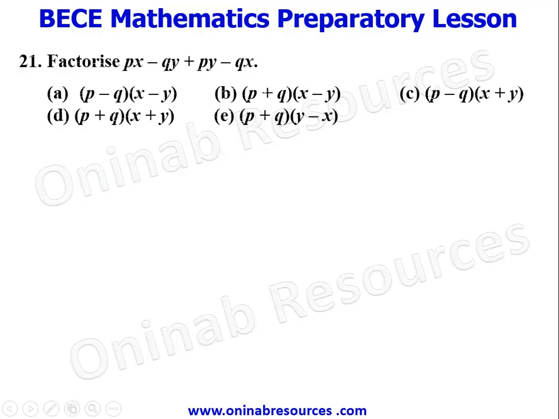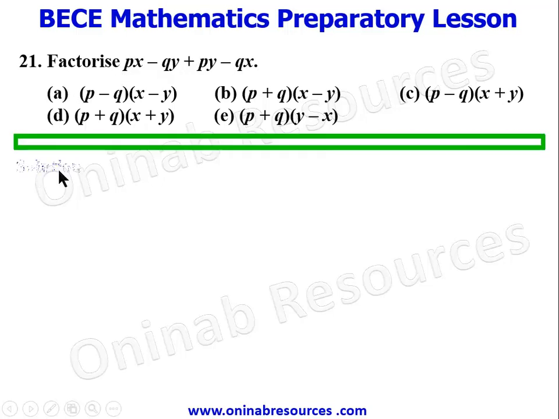We then go to problem 21. Problem 21, factorize px minus qy plus py minus qx. In the solution to this problem, we are going to rearrange, because the first two terms nothing is common, the last two terms nothing is common. So let us group the positive terms and the negative terms together. So we have px plus py.